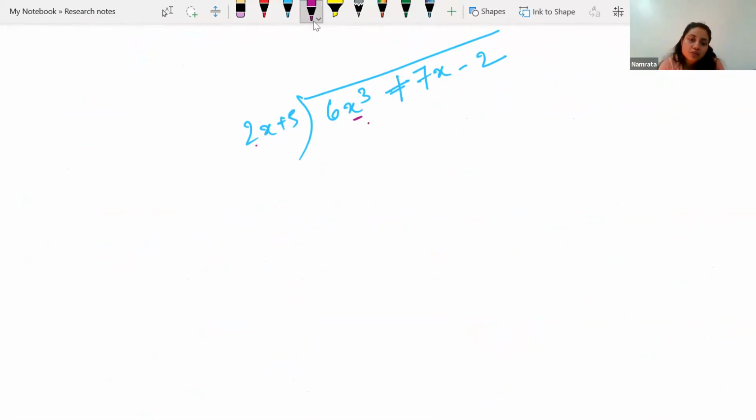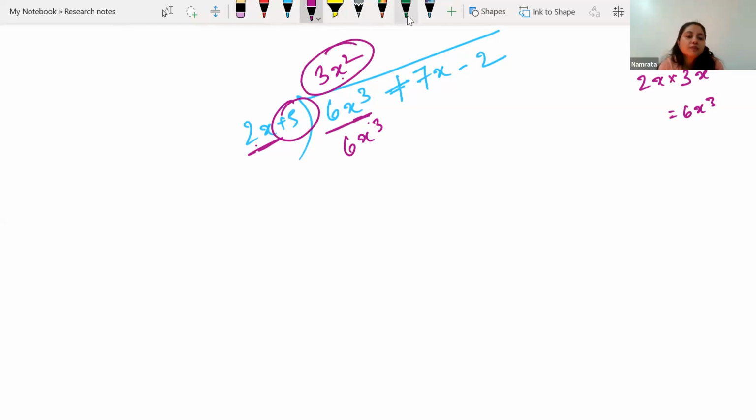So 2x and 6x cube. This one and this one we will focus on. What should be multiplied with 2x so that we will get 6x cube? 2x multiplied with 3x square, then only we will get 6x cube. So here we will have 3x square. That will give us 6x cube. Now you multiply this 3x square with this plus 5, because you have to multiply it with each and every term. You were focusing on the first term, that is okay, but eventually you have to multiply it with each and every term. So 3x square will also get multiplied with 5, that means 15x square.